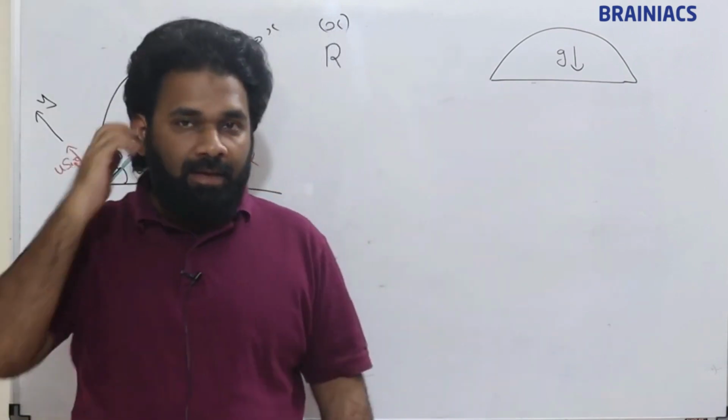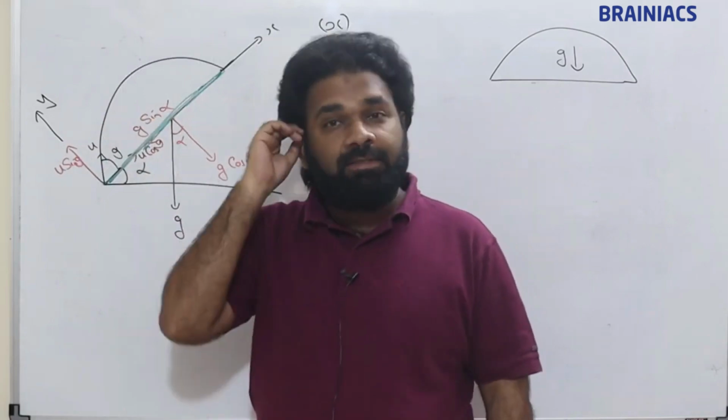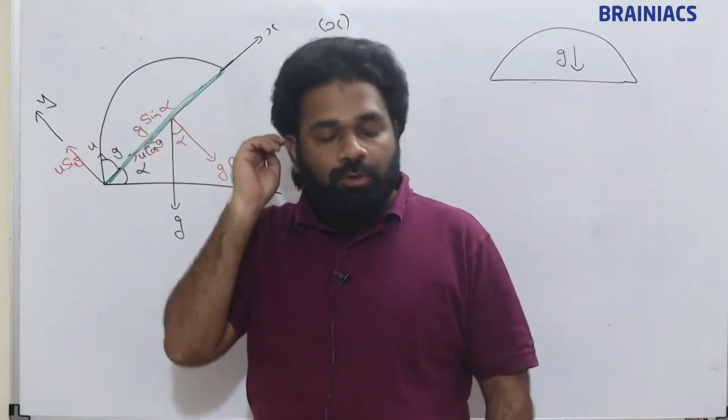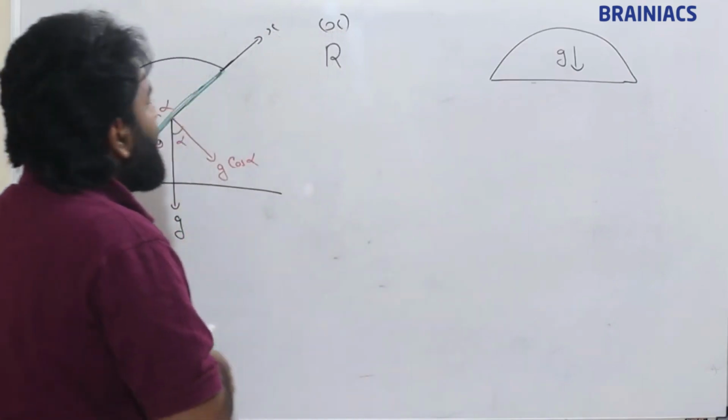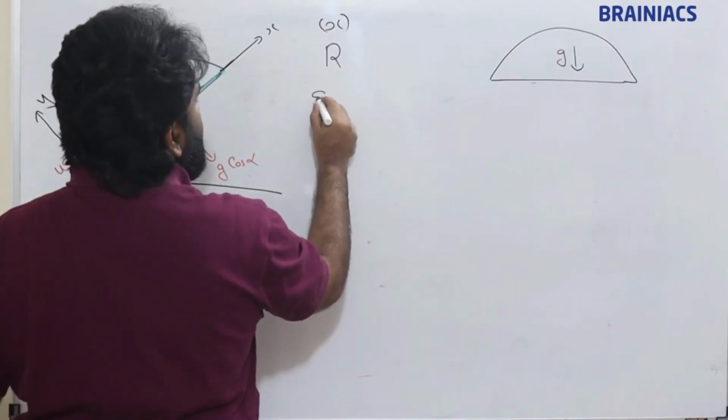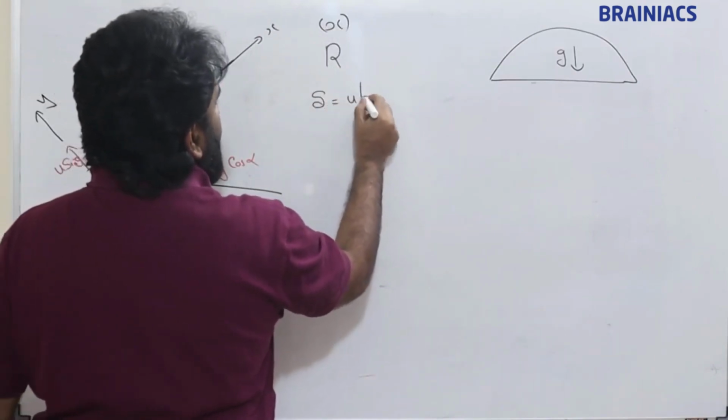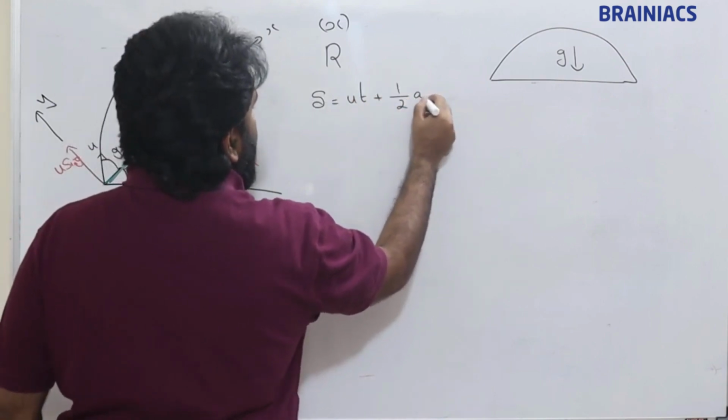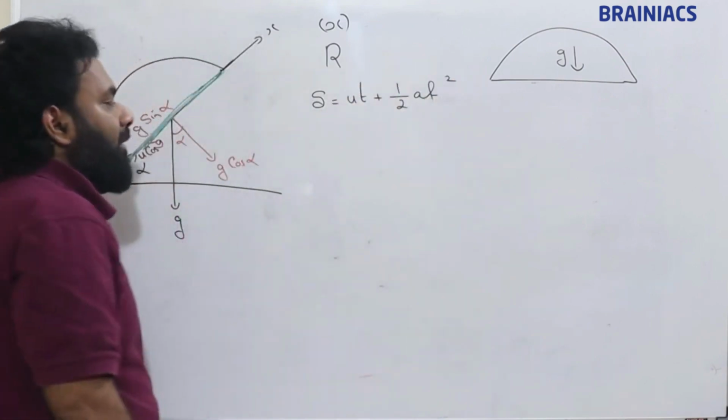g sin alpha is acting against the motion. So there is an acceleration in the x direction also. So in order to find this range, we will have to use which equation? S is equal to ut plus half at square. This we will have to find.